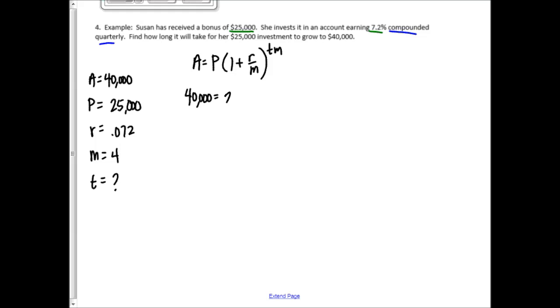40,000 equals 25,000 times 1 plus 0.072 divided by 4 raised to the T times 4, and I just went ahead and wrote it as 4T. All right, so simplify that. First thing I'm going to do is get rid of that 25,000 on the front. So divide both sides by that 25,000 to get rid of it. All right, so divide that, and you end up with 1.6. All right, and then put that together, 0.072 divided by 4, and then add the 1.